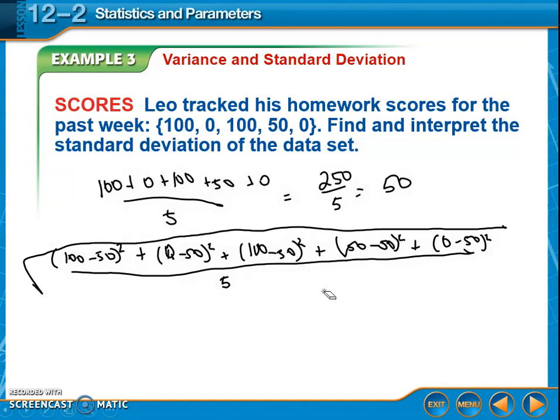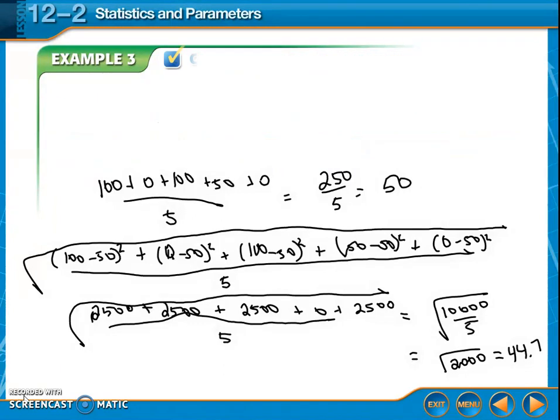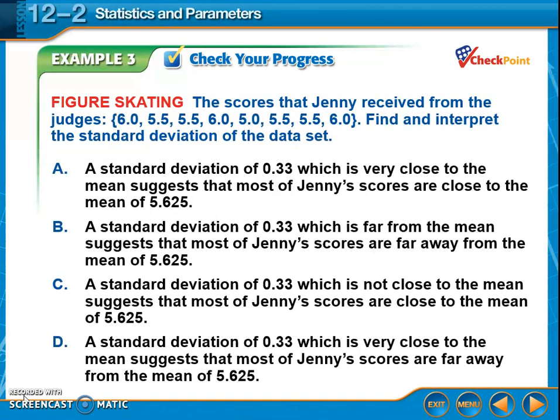So let's calculate this. So this is going to be 50 squared plus, well, I'm going to pause the video and do this, and you guys can calculate it on your own. Okay, so after you calculate this, you're going to get down to the square root of 2,000, which is about 44.7. What this is saying is that if your average is 50, a lot of times the range that we're looking at is going to be about 44.7, greater or less than that. Okay, so you guys try and find this one.